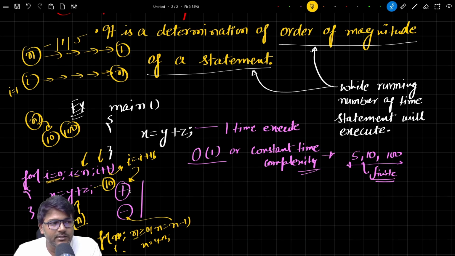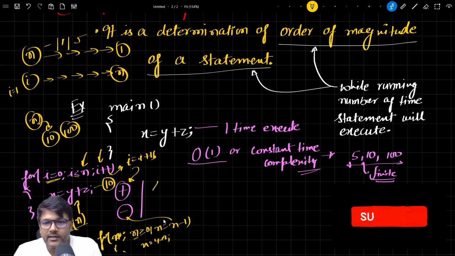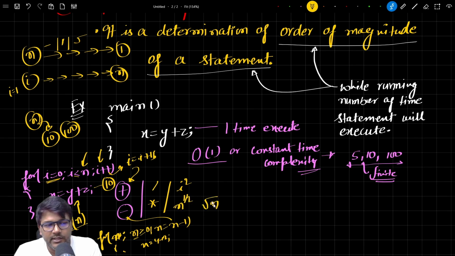For that we will discuss plus operator related time complexity, minus operator related time complexity, then divide related and then multiply related. After that we will see i to the i square related, like power something, and then let's say n to the power 1 upon 2, root under n related something.